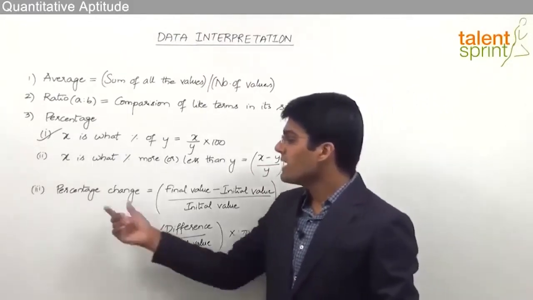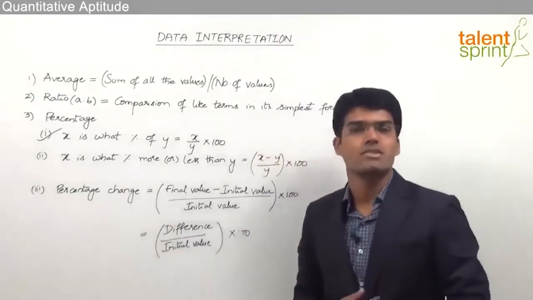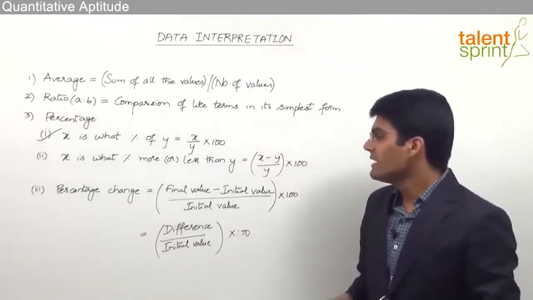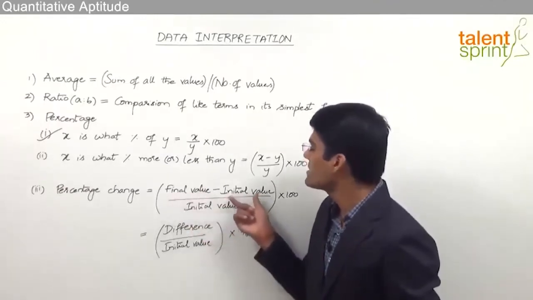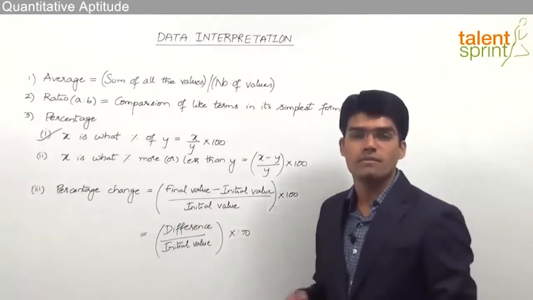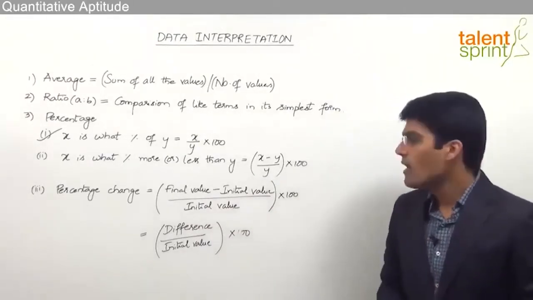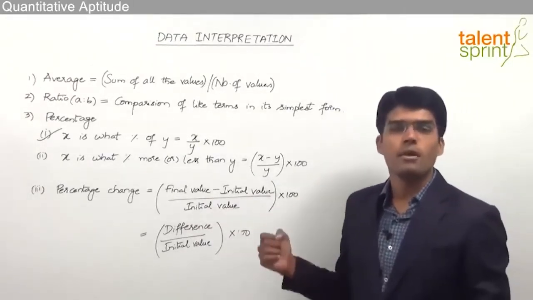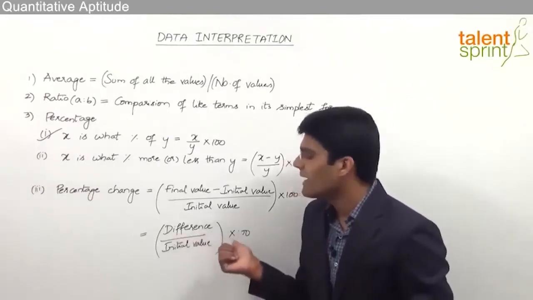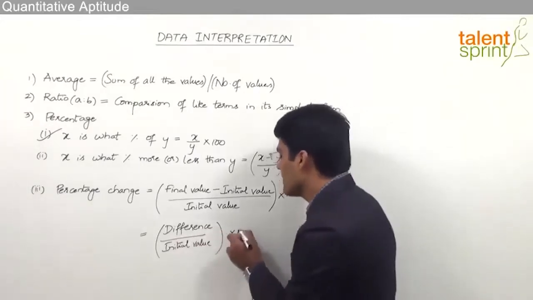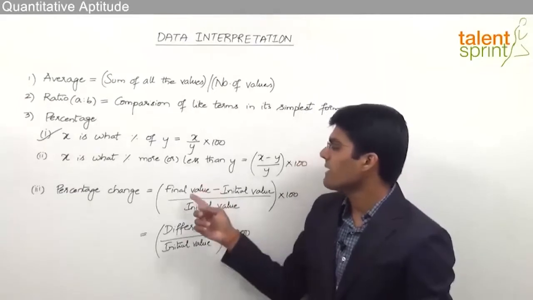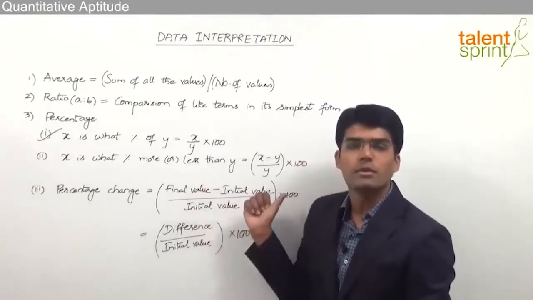And the last, but again an important one here is percentage change. Percentage change, as we have learned in the topic of percentages, is nothing but final value minus initial value by initial value into 100. This is again a very frequently asked question from DI. Or it can be taken as difference by initial value into 100. Difference is nothing but the final value minus initial value.